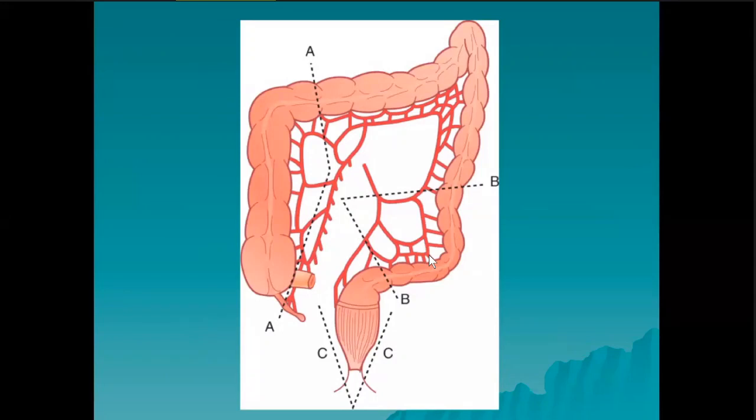So this actually shows you some of these resections. If you look at A, if the tumor is in this part, then it's A.